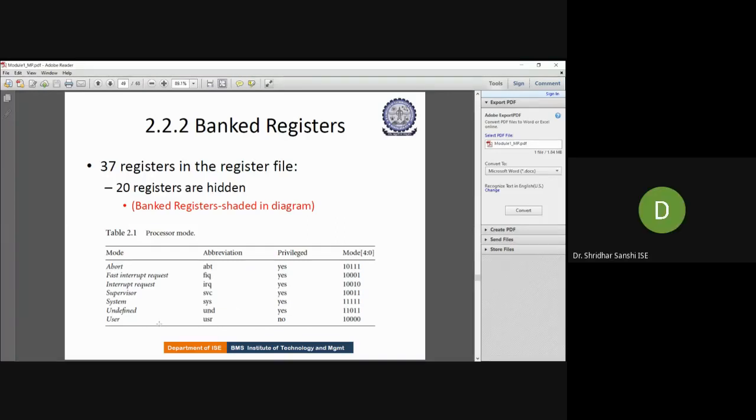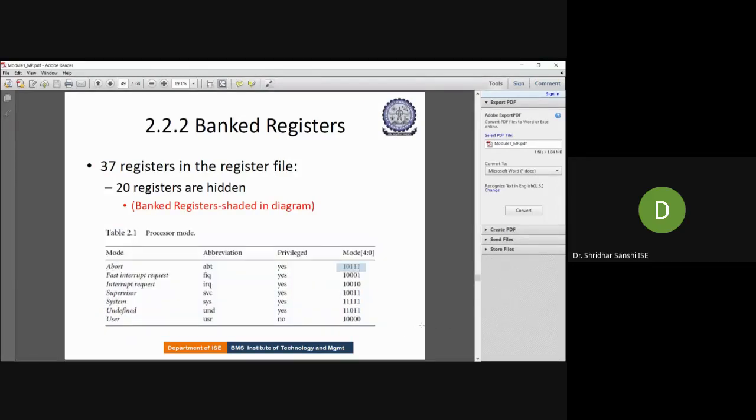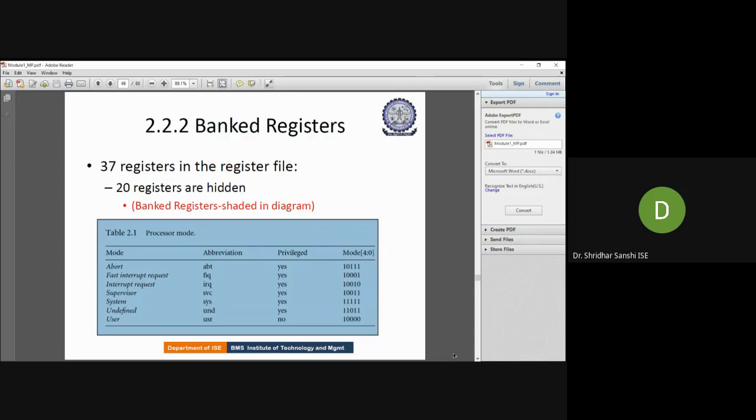As I told, these are the 7 modes, and 6 are privileged modes and one is a non-privileged mode, and this is the mode bit. Suppose the question may come: if we are in the supervisor mode, what is the value of the mode bit? The value of the mode bit is 10011. So this you need to remember.